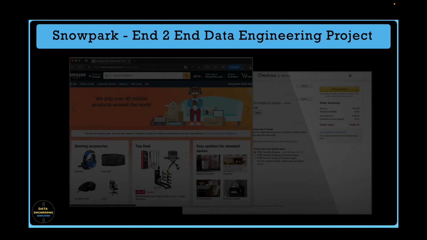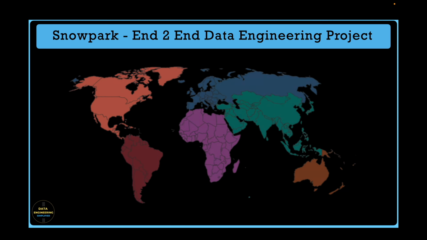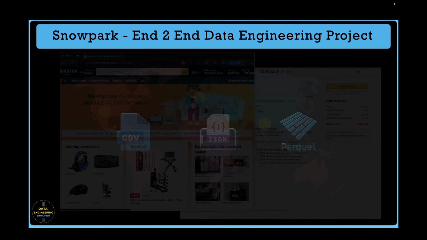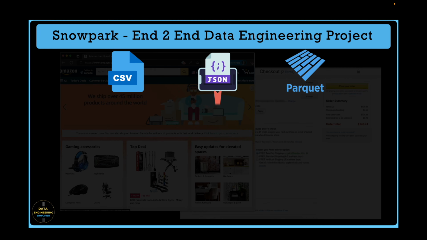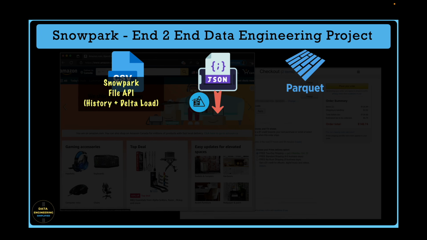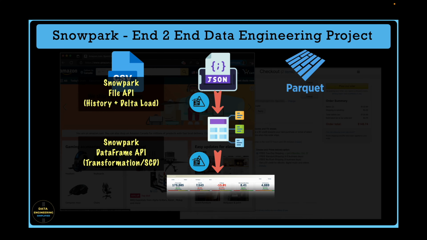In this video, we will take Amazon's daily sales data for the past 2+ years from 3 different regions like North America, Europe and Asia Pacific, having 3 different file formats: CSV, JSON and Parquet. We will load them into internal stages under different partitions using the Snowpark File API, curate the raw data, then design fact and dimension tables and populate the large history dataset as well as delta data, and build the entire end-to-end data loading and data transformation code using the Snowpark Python library.